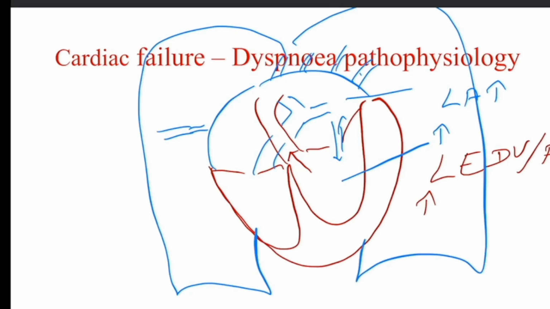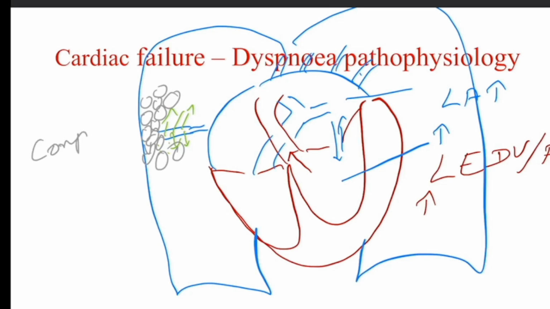This activates the Starling's law. When the pressure is increased, the fluid will start translating. Where is it getting translated? It is translating into the interstitium. So these are the alveoli. In between the alveoli there is the space, the interstitium gets edematous. When there is interstitial edema, what happens? The compliance of the lung comes down.